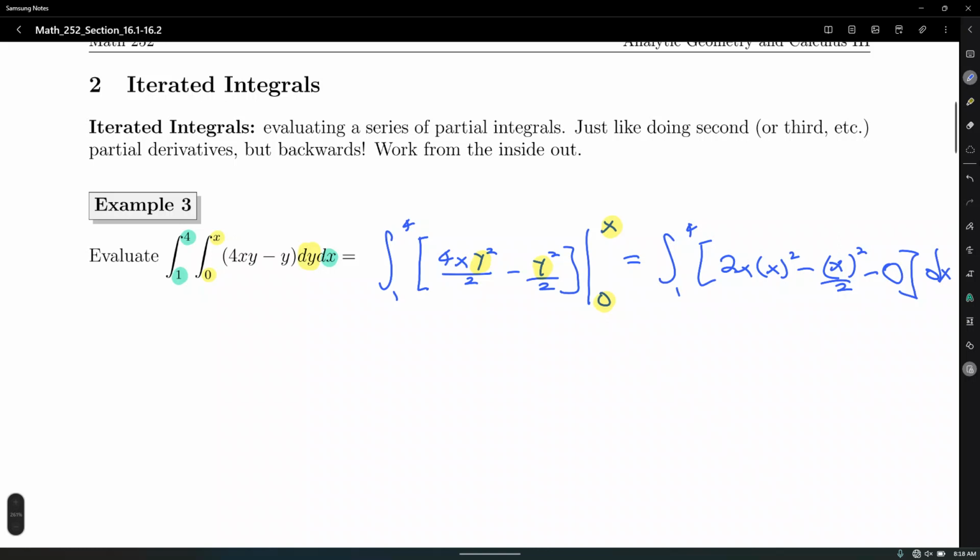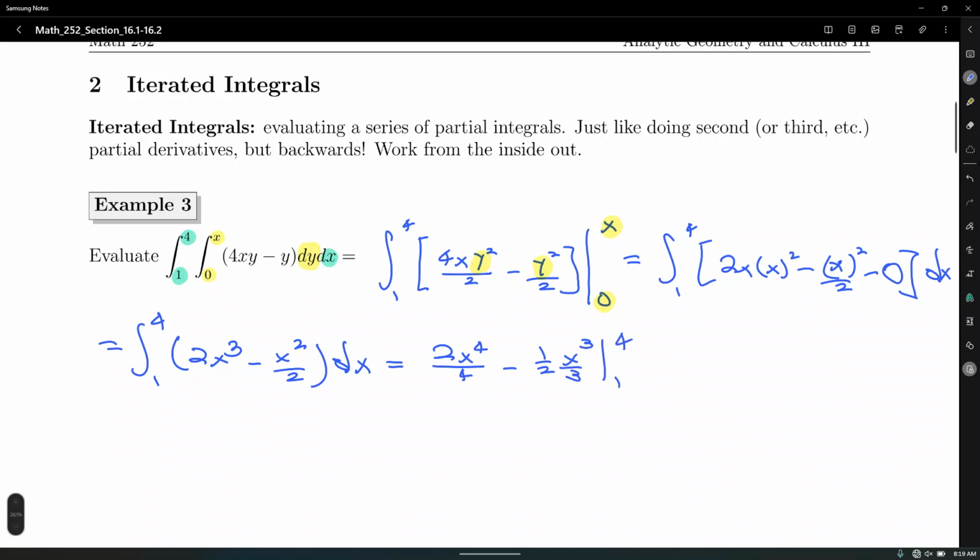Okay, so what is that? 2x cubed, so that'll be the integral from 1 to 4 of 2x cubed minus x squared over 2 dx, all right? And okay, let's integrate this with respect to x. So that'll be 2x to the 4th over 4 minus 1/2 x cubed over 3 from 1 to 4. Okay, let's simplify this. That's 2 over 4, which reduces to 1/2, minus 1/6 x cubed from 1 to 4.